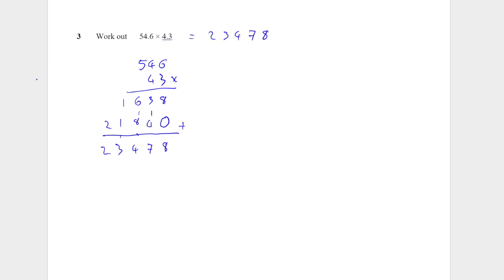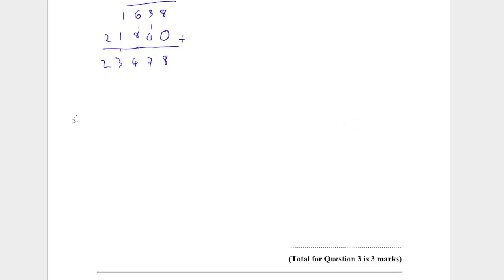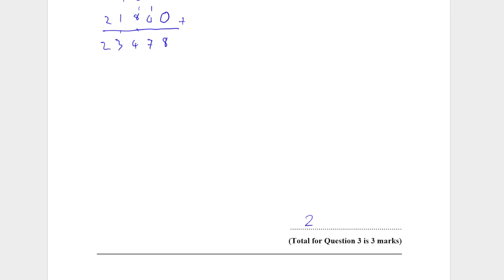So the decimals don't affect the digits. They affect where the decimal place goes. So I've got 2 decimal digits in my question, so I'll have 2 in my answer. So I'm going 234.78.